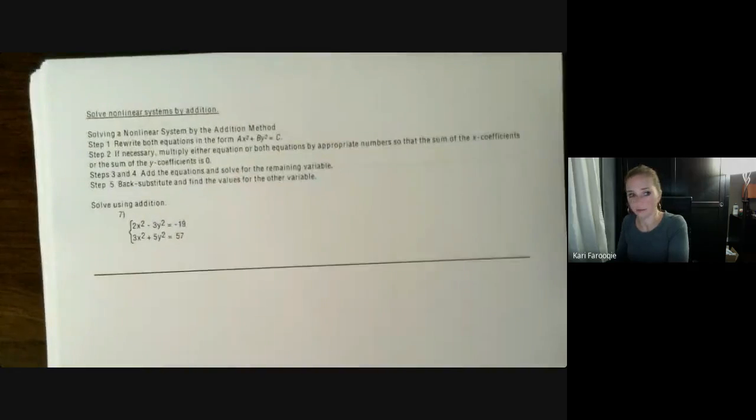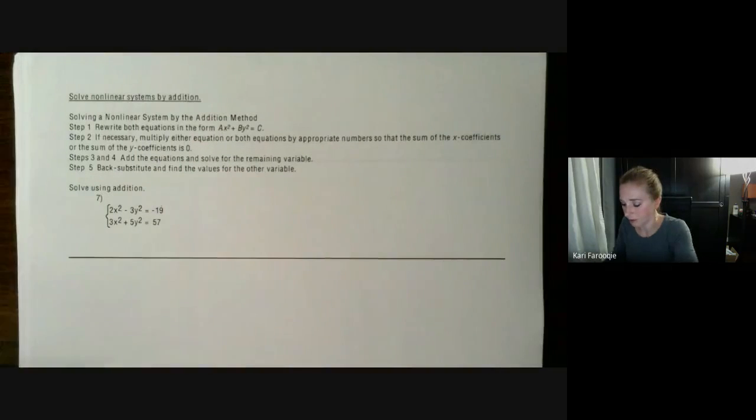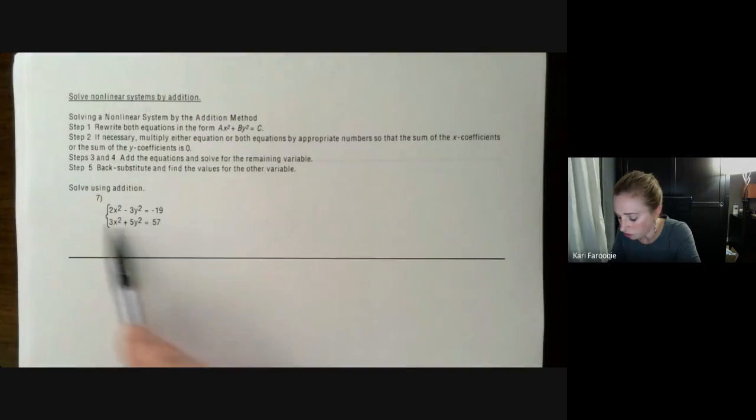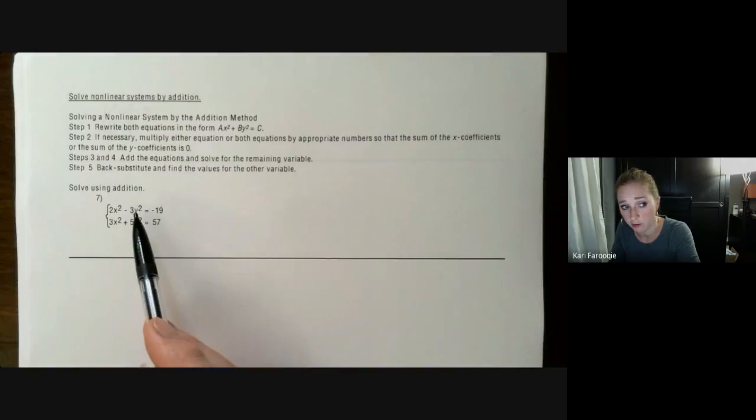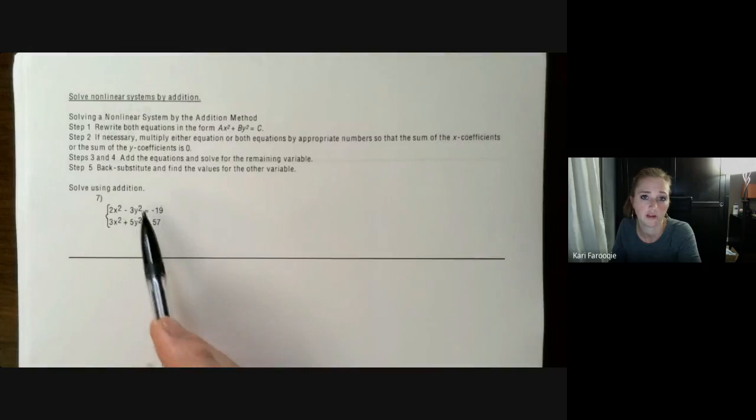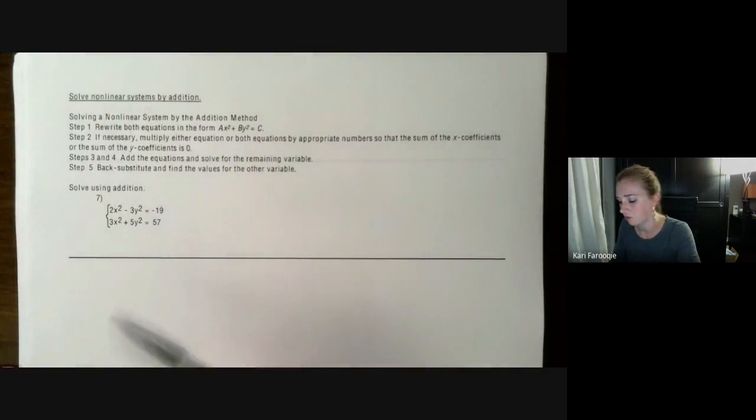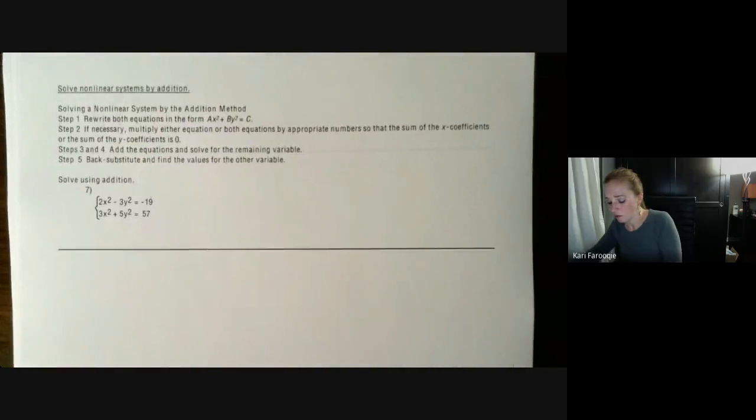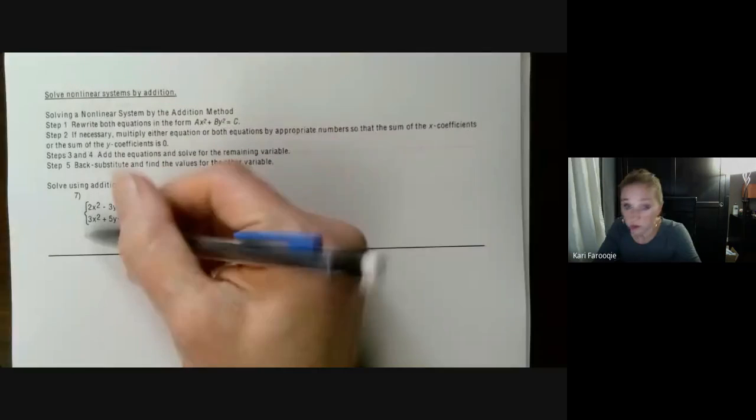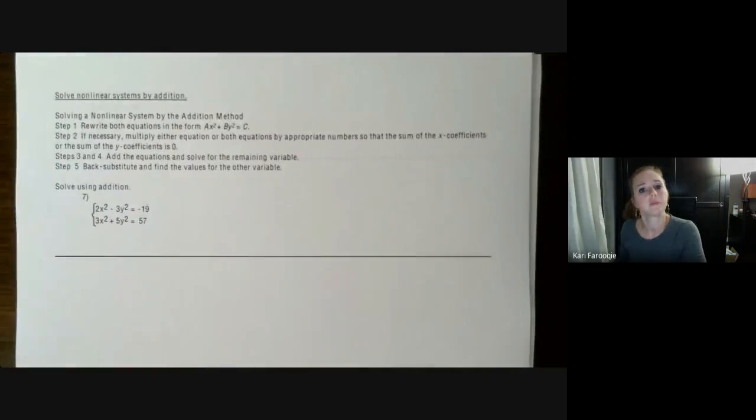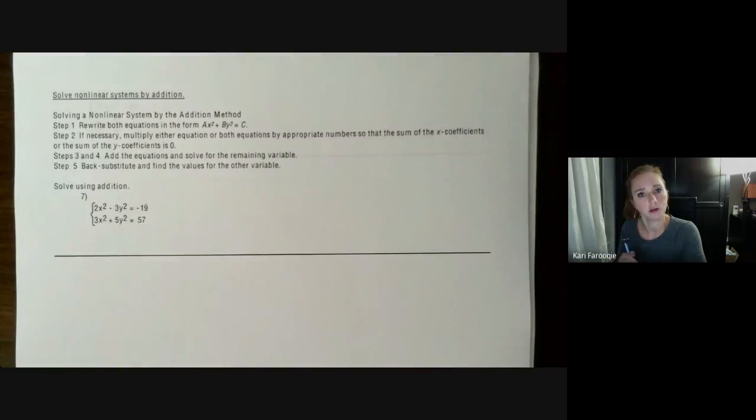And in the same vein, you wouldn't be able to use substitution here very easily at all. You'd end up in a pretty big mess because you'd have to solve for a variable. I guess technically you could solve for y squared instead of y and substitute it in. That's a possibility. But as long as you have like terms, you're thinking that you're going to use the addition method.